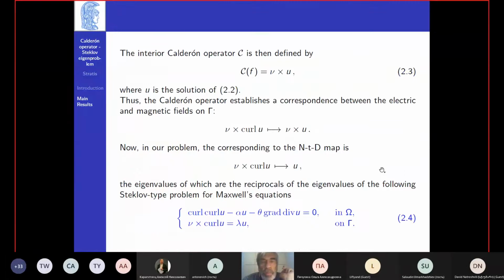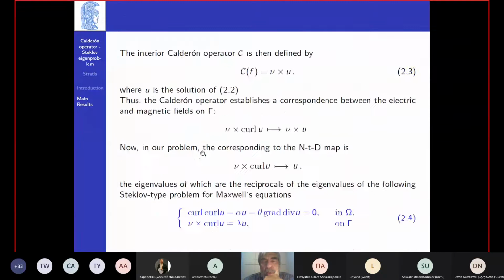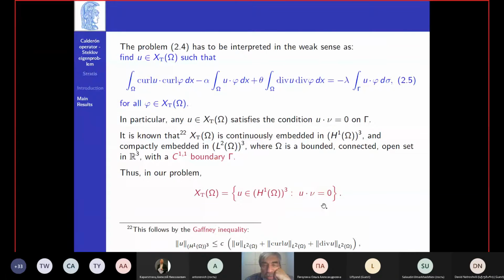Let me recall just for a moment that X_T is this space here. So it is the space H(curl) intersected by H_0(div). H(curl) is the classical electromagnetic space. H_0(div) is the other classical electromagnetic space, but with a certain behavior on the boundary, which is this. So X_T, this is a symbol used many years ago, is this space. Under our assumption, X_T becomes this space now. U is in H^1, the fields in H^1 such that U dot N dot N is 0.